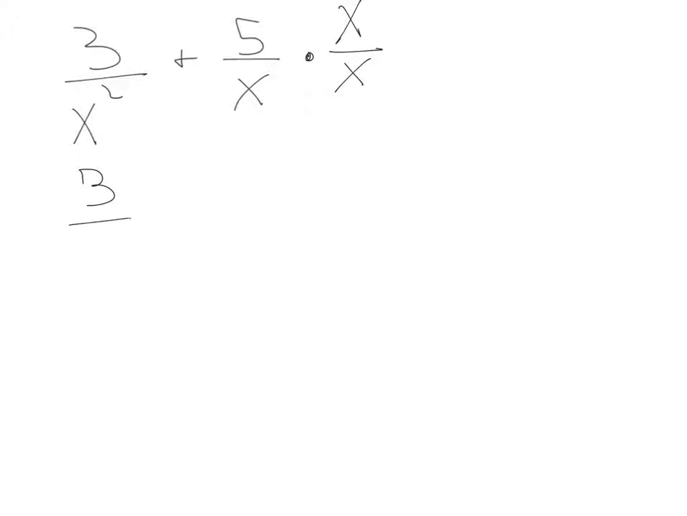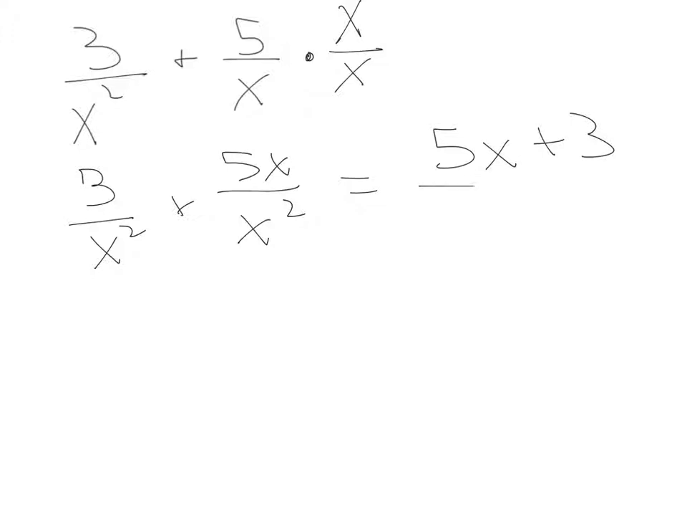So now we have 3 over x squared plus 5x over x squared. Now we have a common denominator. We can add these things together, 5x plus 3. They're not like terms, so there's no simplification. Denominator stays the same. Okay, and that's the kind of thing you're going to be doing in this next section. Okay, that's a very easy example, but that's the kind of idea.